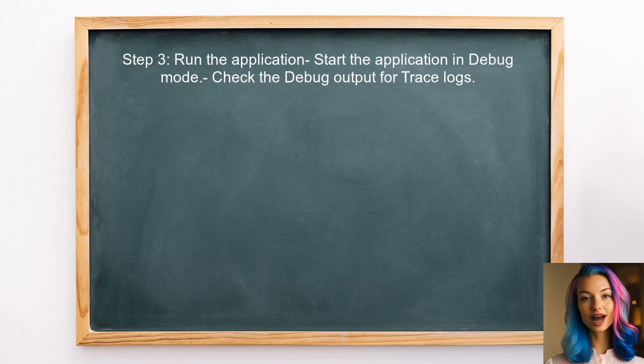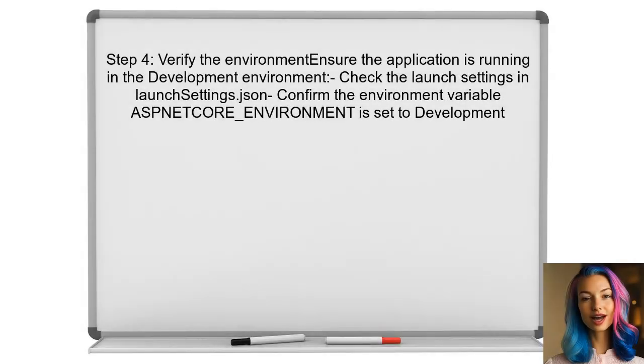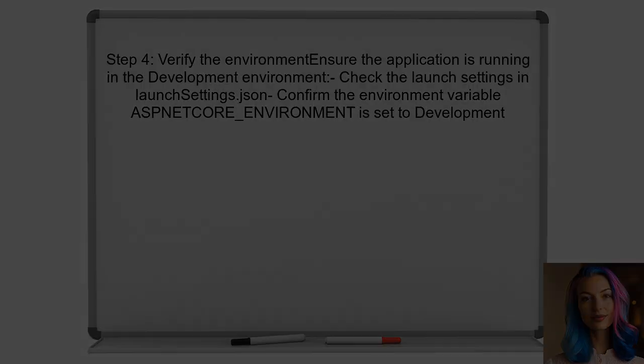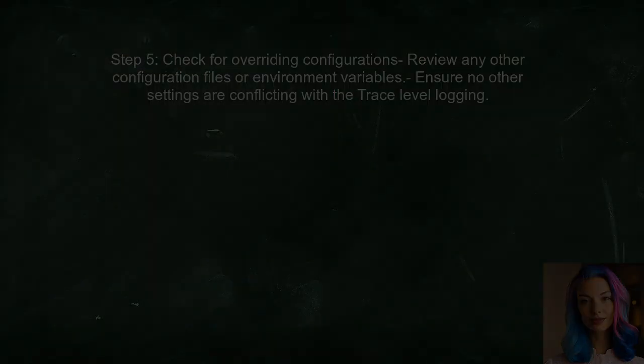Now the user needs to run the application and check the output in the debug console. This will help verify if the trace level logs are being captured. If the trace logs are still not appearing, the user should verify that the correct environment is being used. The application should be running in the development environment to apply the settings from appsettings.development.json. Finally, if the user has made all these changes and still does not see the trace logs, they should consider checking for any other logging configurations that might override these settings.